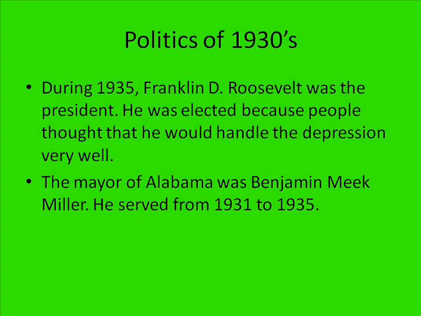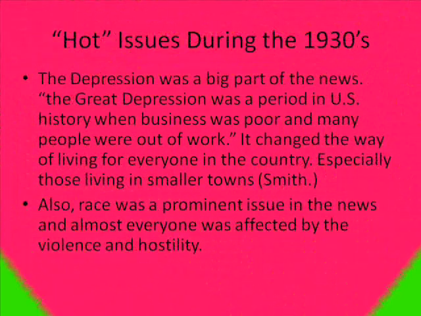Politics of the 1930s. During 1935, Franklin D. Roosevelt was the president. He was elected because people thought that he would handle the Depression very well. The mayor of Alabama was Benjamin Meek Miller. He served from 1931 to 1935. The Depression was a big part of the news.